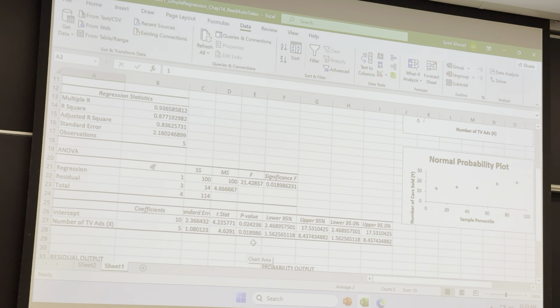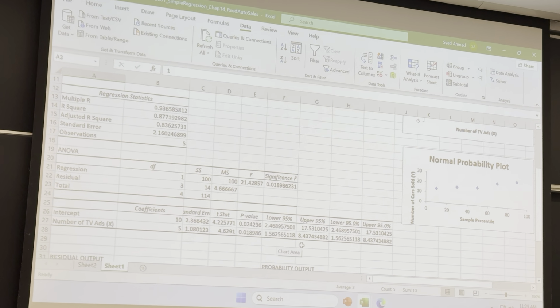Is it less than your alpha? It was alpha over 2, 0.025, 2.5%. Okay, so it's less than that, you're going to reject it. The p value is less than half of the alpha, because it's a two-tailed test.